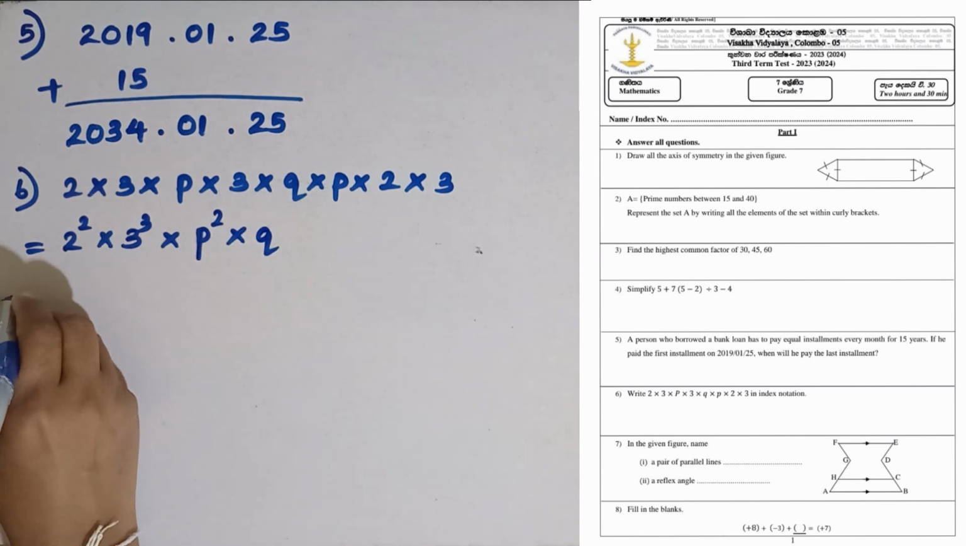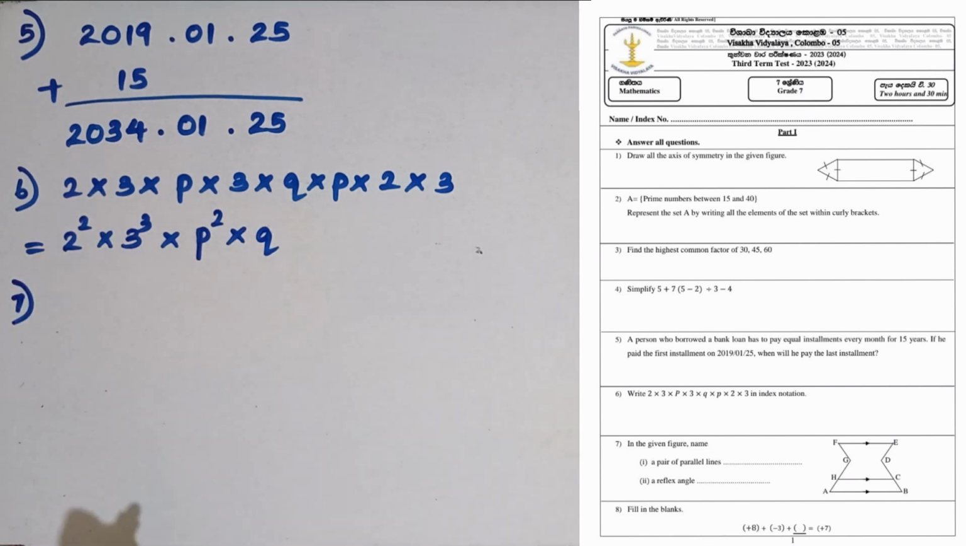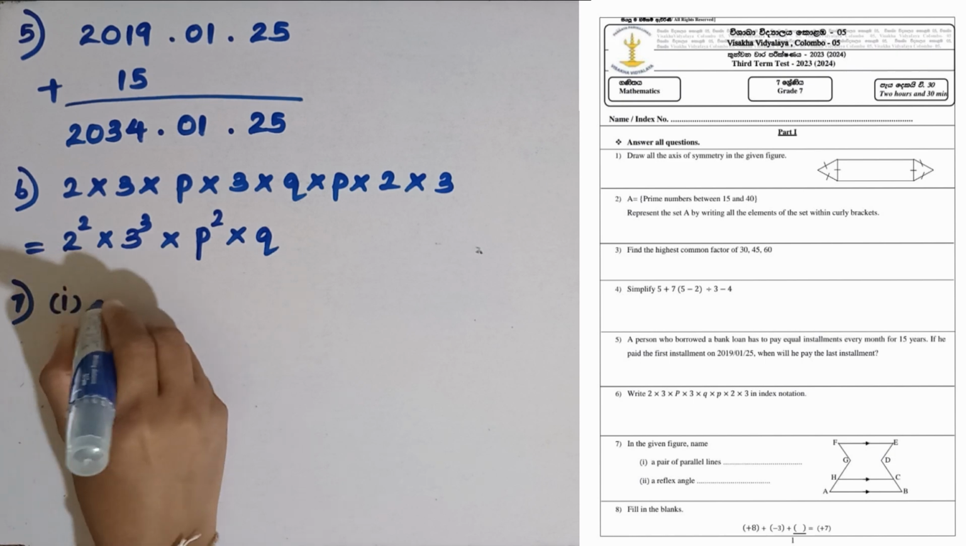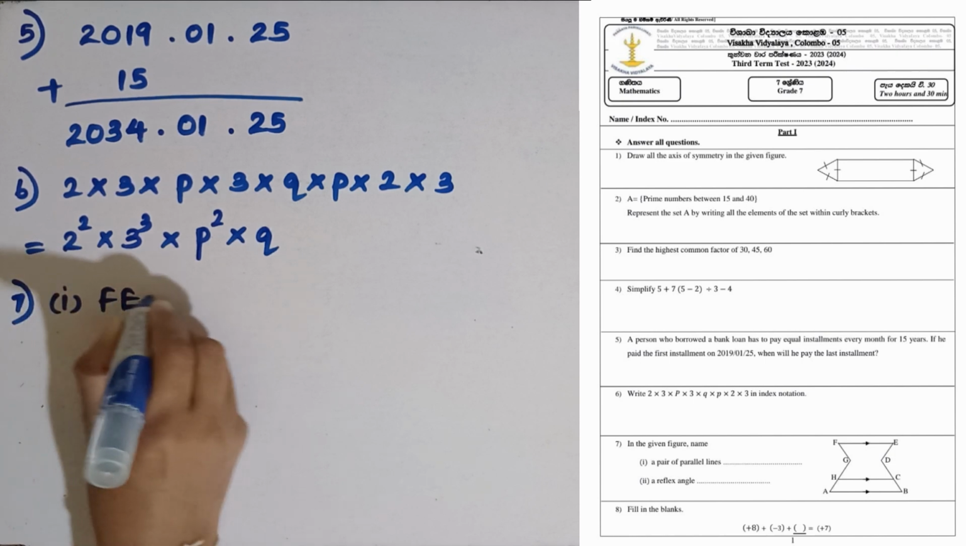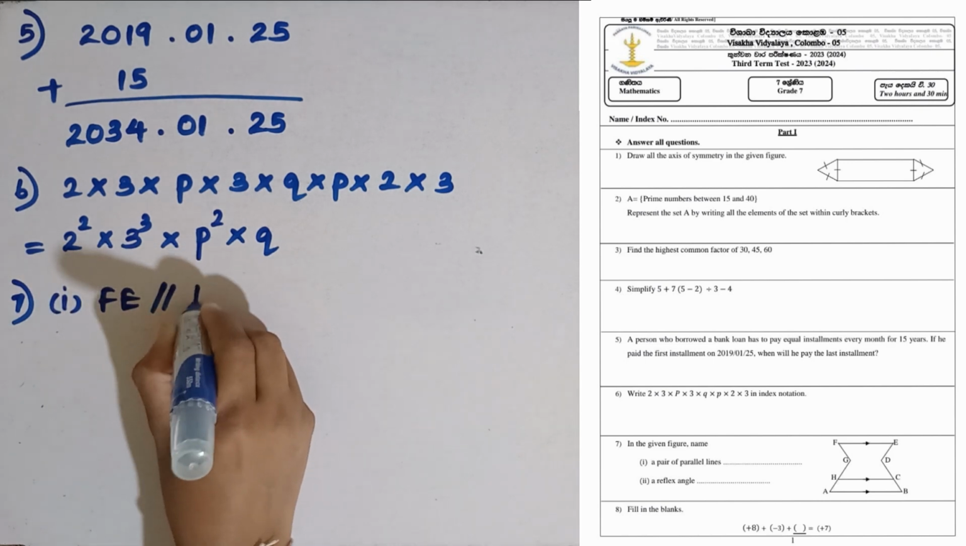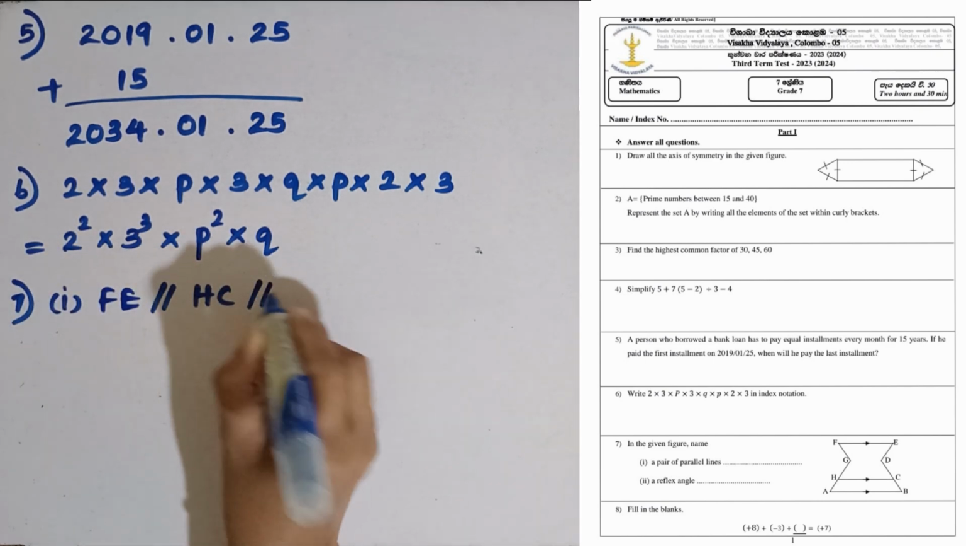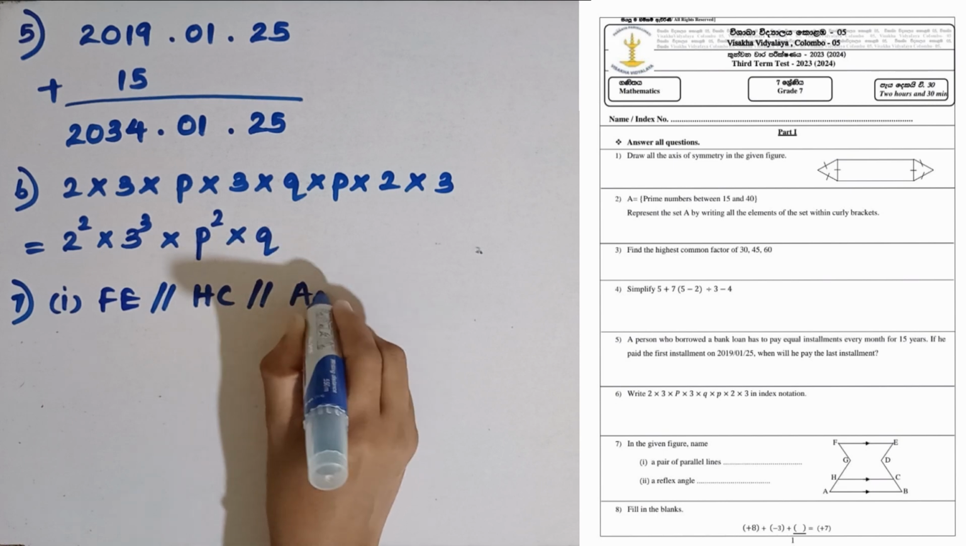Now, question number 7. In the given figure, name first one a pair of parallel lines. There are 3 parallel lines here. We can name them as FE parallel to HC. This is the sign for parallelism. Then parallel to AB.